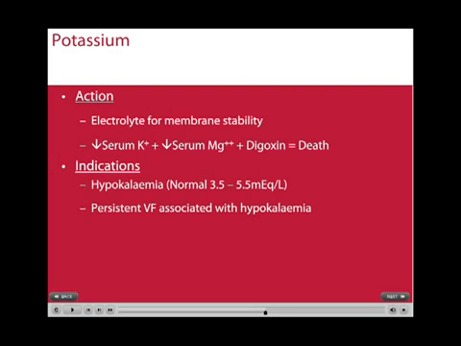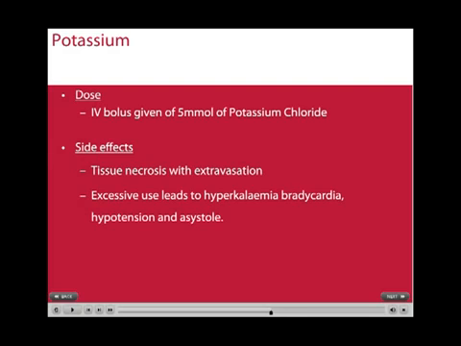Potassium is an important electrolyte for membrane stability. In a cardiac arrest situation, the indications for giving potassium are for hyperkalemia or persistent VF associated with hypokalemia. In cardiac arrest situations only, a bolus of 5 millimoles of potassium chloride can be given for documented hypokalemia. Once again, this can only be given in a cardiac arrest situation. Some side effects of giving potassium include tissue necrosis with extravasation, hyperkalemia with excessive use, and bradycardia.